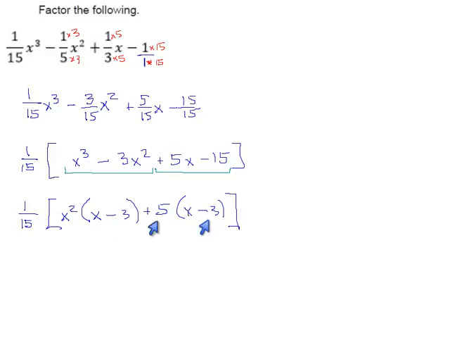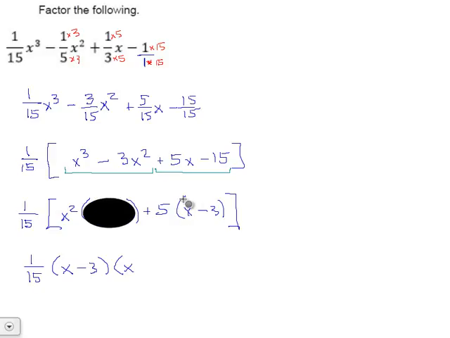Excellent. This is what we were hoping would happen. If this had not happened, we would be sunk. We would have to go to the rational zero theorem to try to move this thing forward. But because of this repeated x minus 3, this is a common factor. We can pull that out. And when we do, we get 1/15 x minus 3. And what remains after we've taken that out is, with the x minus 3's gone, we're left with x squared plus 5. That's our remaining factor.